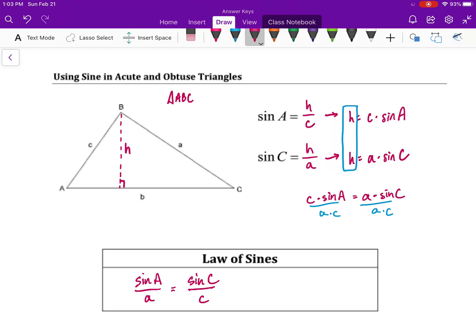And even though we didn't set up our triangle to represent the ratio sine B and b, it's also true that sine of angle B divided by the side length that is opposite of B will be equal to these. And so we get this relationship of ratios: sine of an angle divided by the side length opposite it. Those ratios will always be equal in any triangle, and we can then use sine on triangles that are not right triangles.